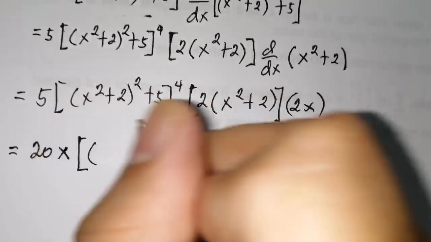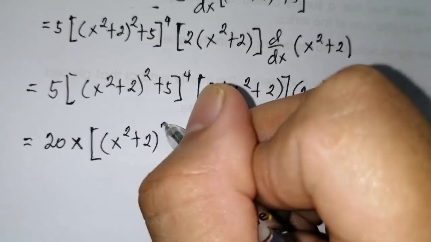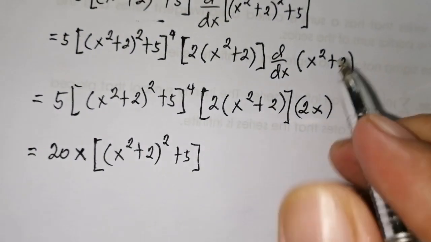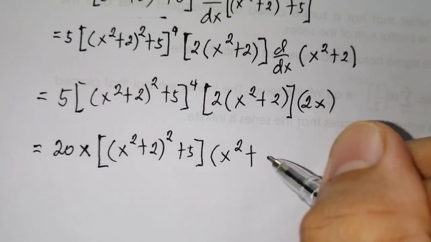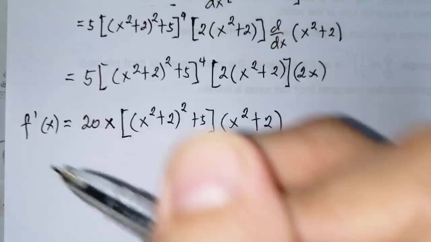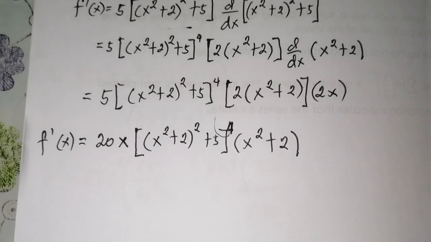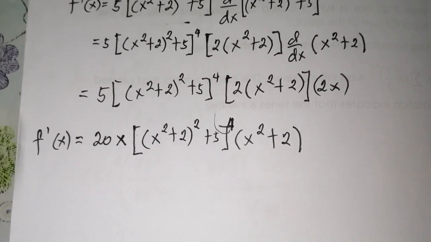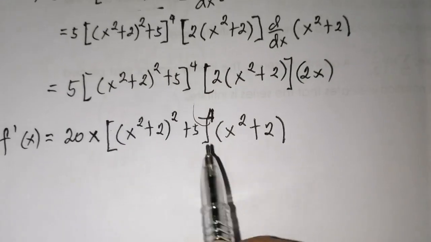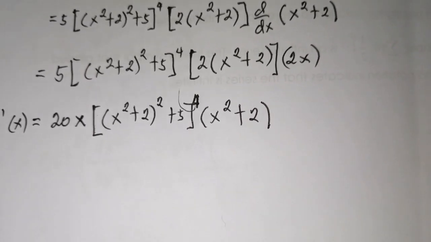times the quantity of x squared plus 2 raised to 2, plus 5 times what's left here, x squared plus 2. Okay, so this is our f prime of x. So this is our final answer. f prime of x is equal to 20x times the quantity of x squared plus 2 squared plus 5 raised to 4 times the quantity of x squared plus 2.